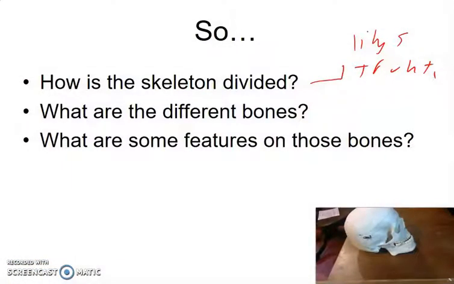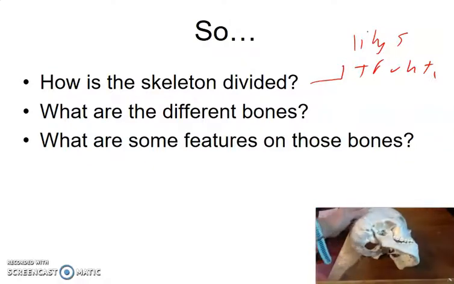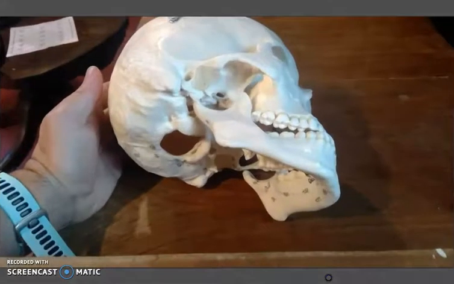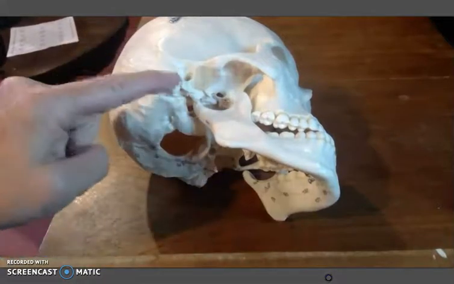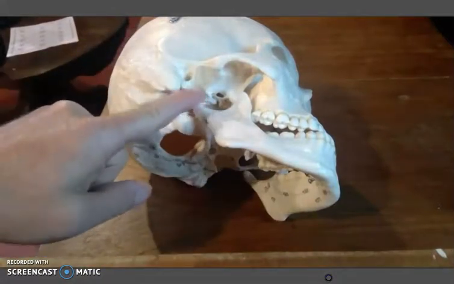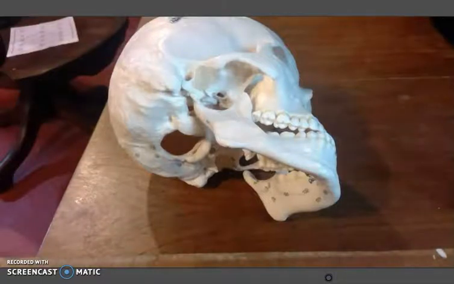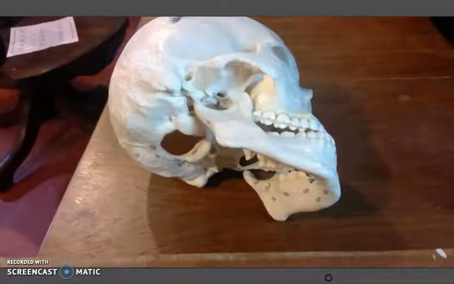What are some of the features? So we looked at this at the end of last lecture, and all I care about for the first exam is, do you know what these structures are for? Well, let's tilt this over. And we have pointy things right here. That's a pointy thing. That's a pointy thing. What are pointy things called? Processes. What do they do? Attach muscles and ligaments.